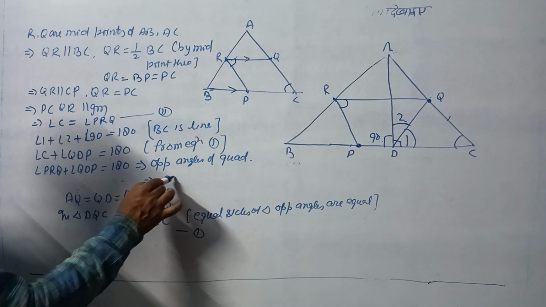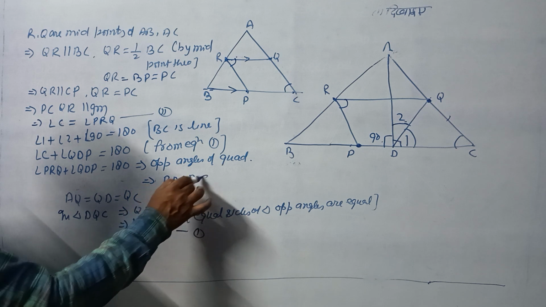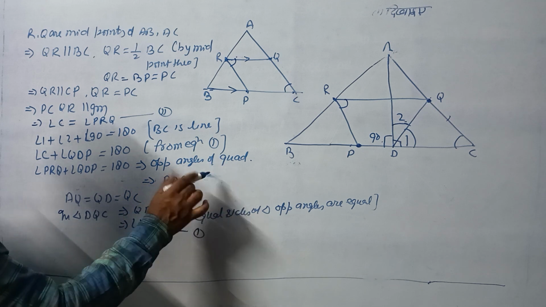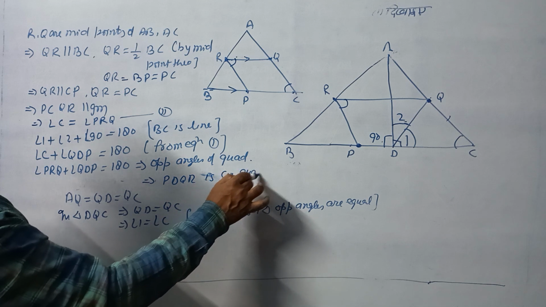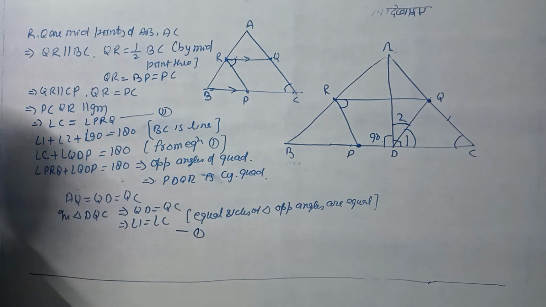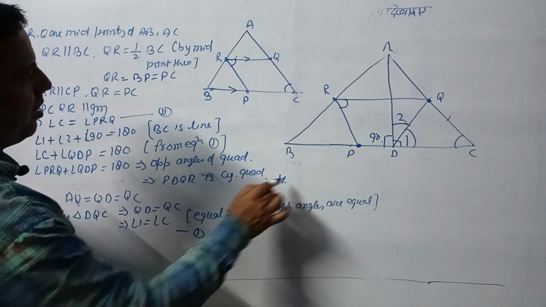The sum of opposite angles of a quadrilateral is 180, then it is cyclic. So we can say PDQR is a cyclic quadrilateral, hence proved. Now again see the picture.